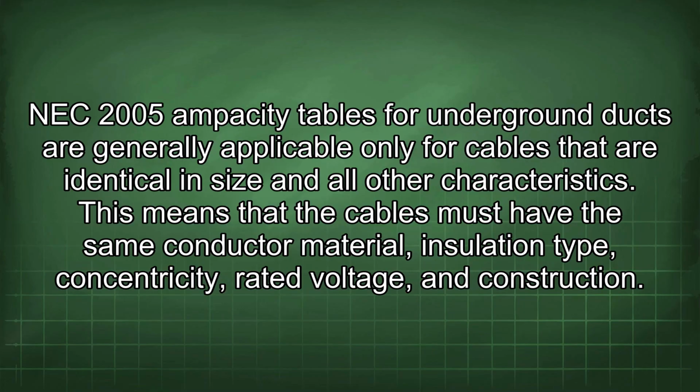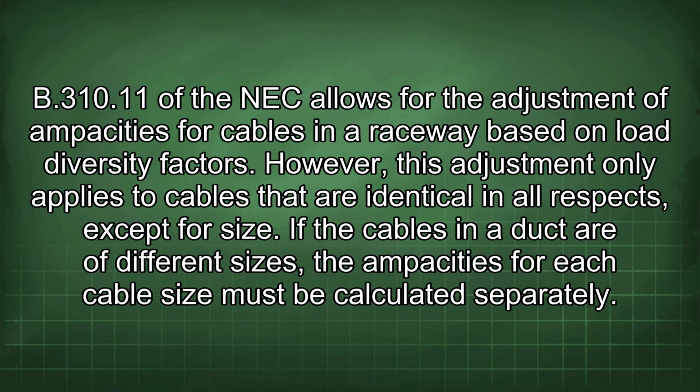NEC 2005 ampacity tables for underground ducts are generally applicable only for cables that are identical in size and all other characteristics. This means that the cables must have the same conductor material, insulation type, concentricity, rated voltage, and construction. B.310.11 of the NEC allows for the adjustment of ampacities for cables in a raceway based on low diversity factors. However, this adjustment only applies to cables that are identical in all respects, except for size.